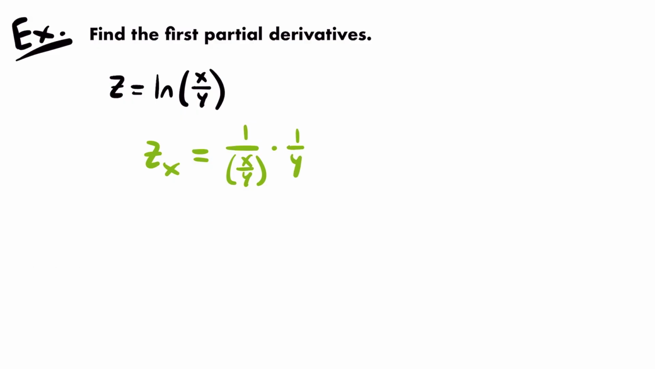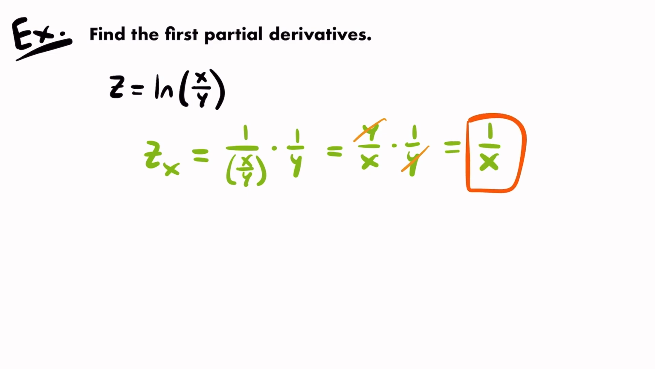All right, now simplifying, 1 divided by a fraction essentially flips the numerator and denominator of that fraction, or really it takes the reciprocal of that fraction. So 1 divided by x divided by y would be y divided by x. So we have y divided by x times 1 divided by y, and these y's will cancel out, right? Y divided by y would be 1. So we're just left with 1 divided by x. That would be the partial derivative with respect to x for this multivariable function.